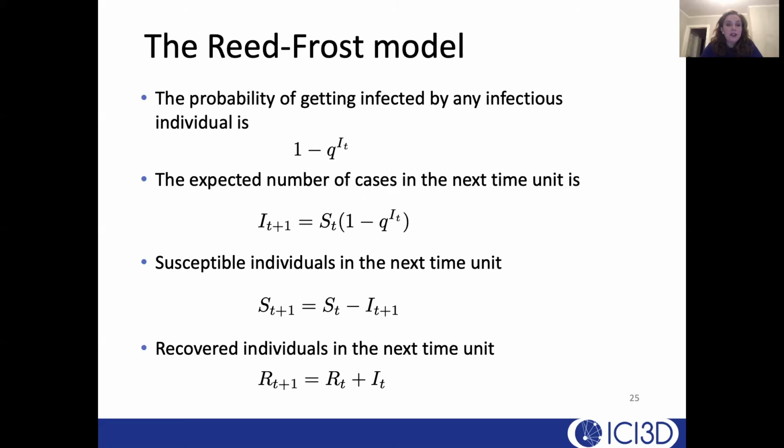So we also then update our other classes. The number of susceptible individuals in the next time unit will be composed of the current susceptible individuals minus the individuals that get infected. And then recovered individuals in the next time unit are composed of the current recovered individuals plus the current infectious individuals. Since generations don't overlap, if you're an infectious individual in one time step, you will be recovered in the next time step in this version of the model.